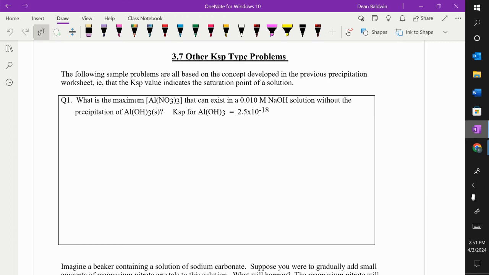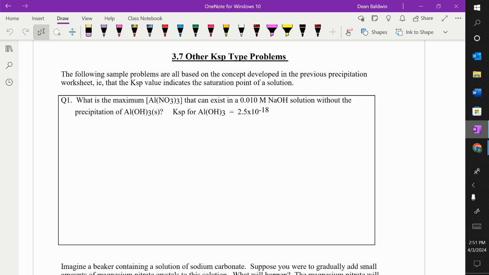In this case, we're going to add aluminum nitrate to 0.01 molar sodium hydroxide. The hydroxide that's already in the beaker will precipitate out with the aluminum. We want to know how much aluminum we can add before we get a precipitate happening.